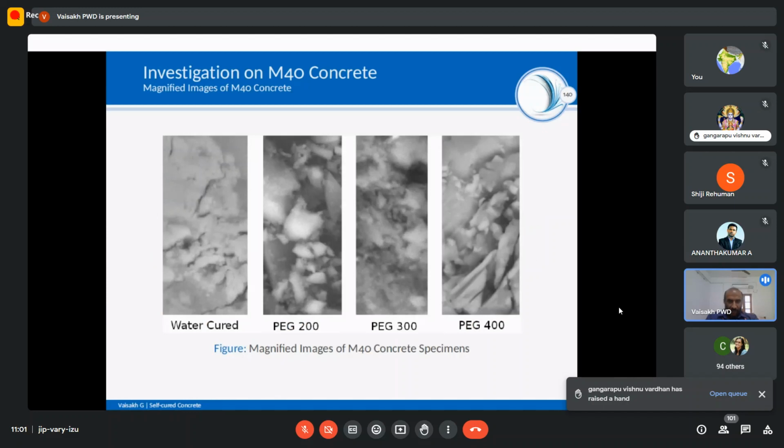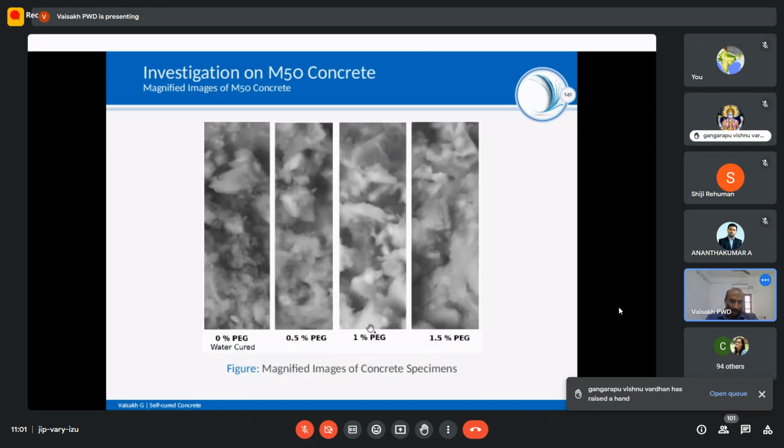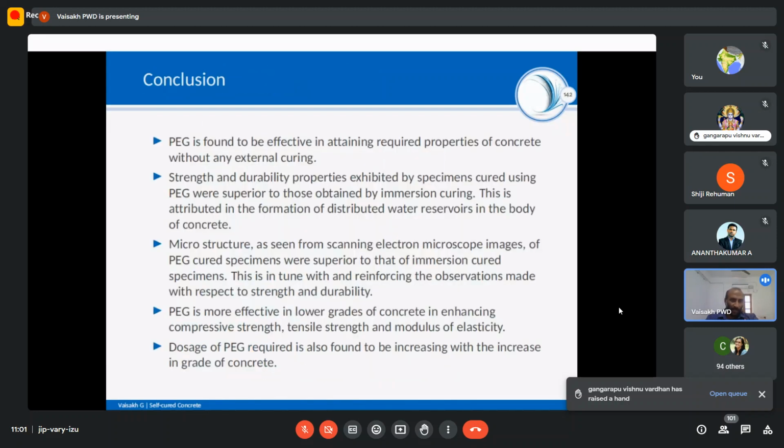Then we can see the magnified images of pore structure. You can see that when PEG is employed, it results in better pore structure than the conventional water cured specimens. Again, this is another zoom. The zoom was 3000 and 5000 times respectively. So PEGs can be found to be effective in attaining the required properties of concrete without any external curing.